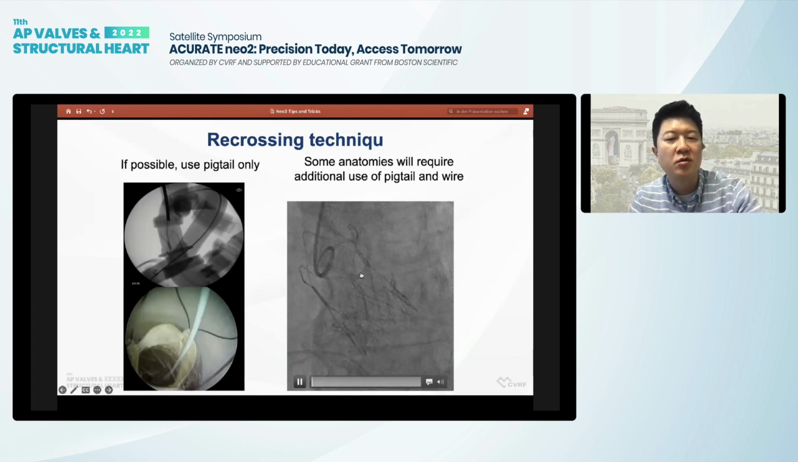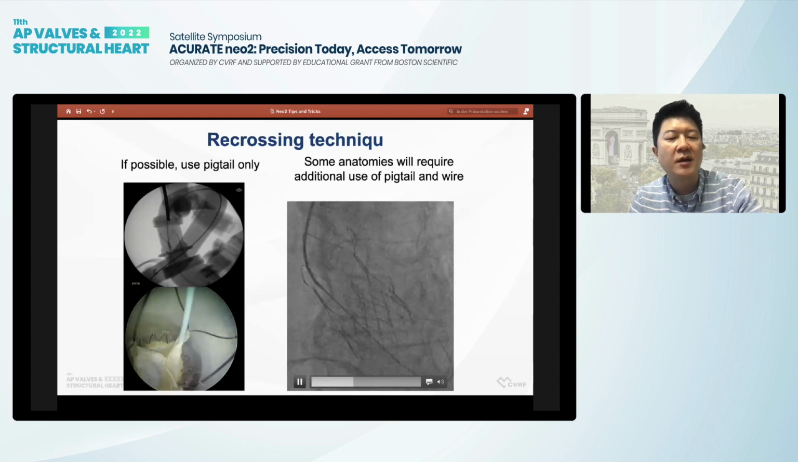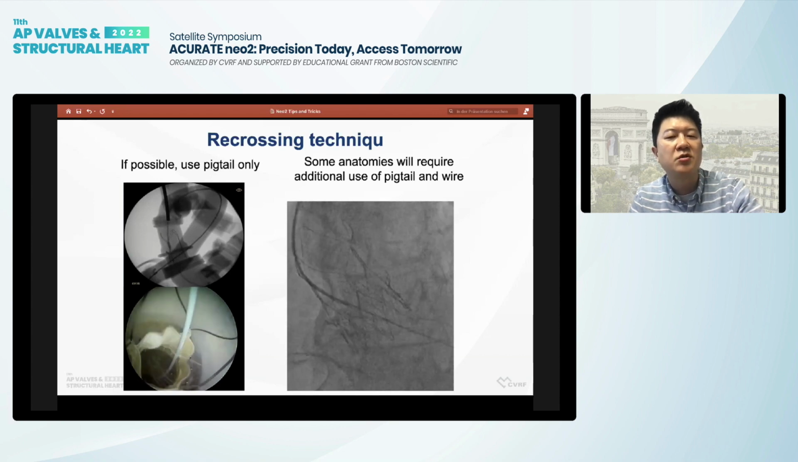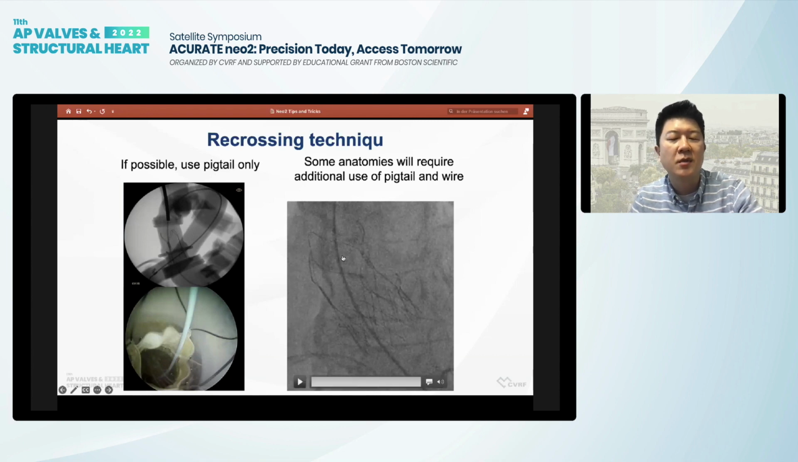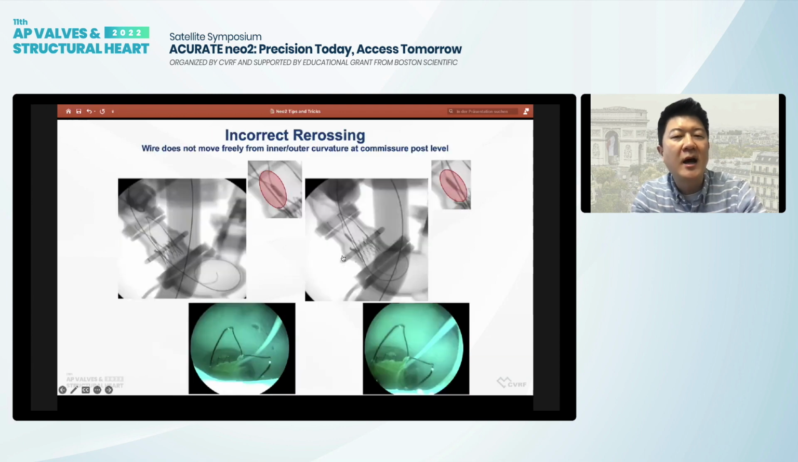It's recommended to use a pigtail only. Sometimes it will be necessary to use a wire in addition, but it's important to place the pigtail centrally. And afterwards, it's very important to check whether the recrossing was okay or not. And here you can see how it looks when there was incorrect recrossing. Here you can see that we are outside of this stabilization arch.